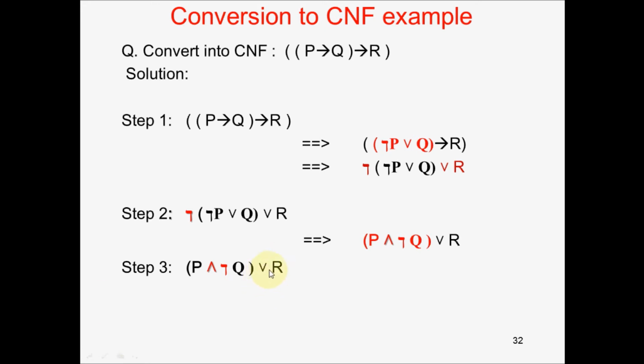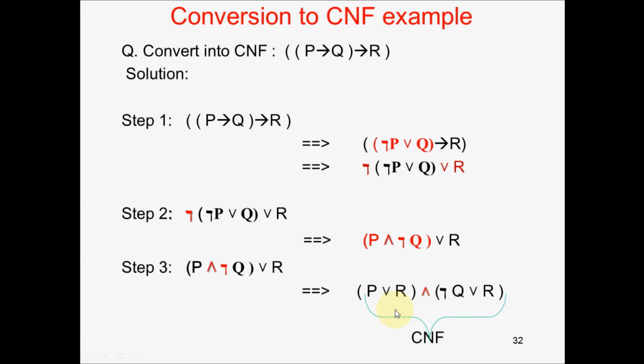So if I use the distributive rule here, then this can be written as R or P, and R or not Q. Correct? So R or P and R or not Q. I've just used the distributive law here and I get this term. Now is it in CNF? Yes, it is in CNF.